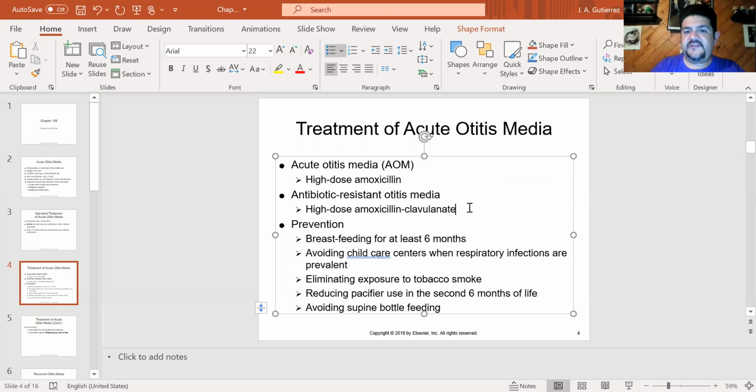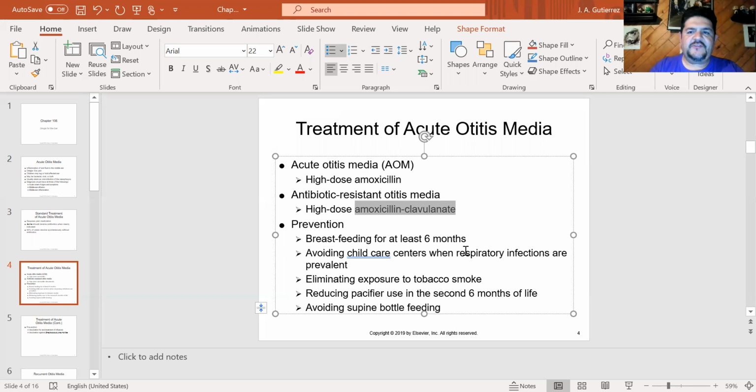What if for some reason this is a recurrent infection? Now we can use a combination of two antibiotics. The most common one is amoxicillin with clavulanic acid, amoxiclav. That will be the brand name, Amoxiclav.